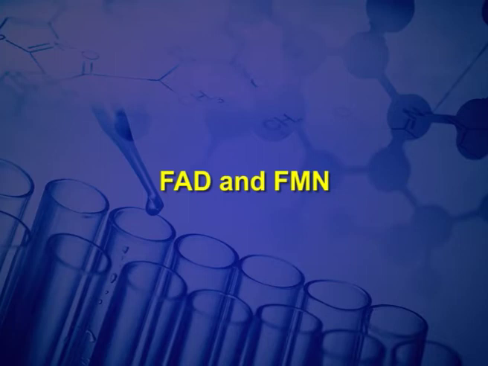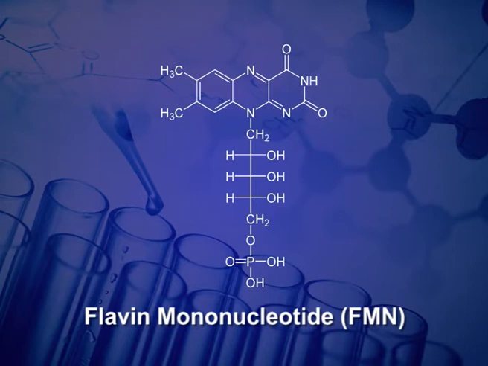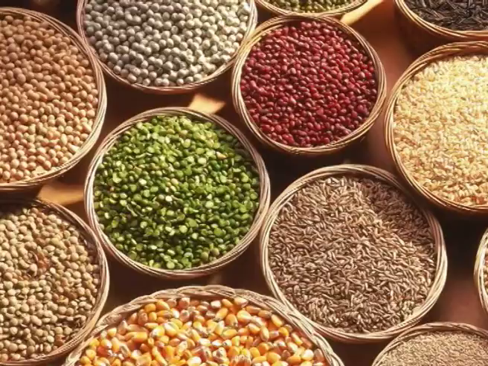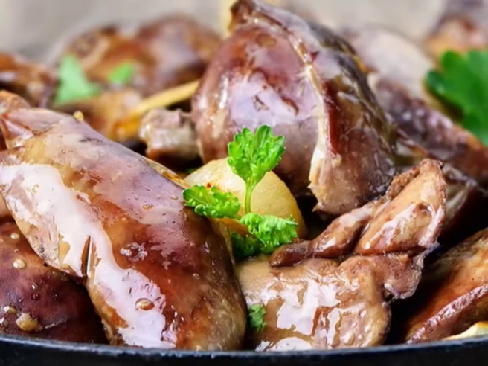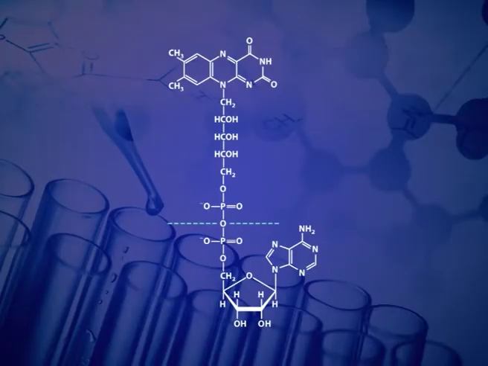Next example, that is the FAD and FMN type. The flavin nucleotides, that is flavin adenine dinucleotide (FAD) and flavin mononucleotide (FMN), are derived from riboflavin, that is vitamin B2. Vegetables, grains and meats such as liver are rich sources of riboflavin. Riboflavin itself is composed of an isoalloxazine ring and a molecule of ribitol. A phosphate is attached to the ribitol in FMN, and a phosphate plus AMP is attached in the dinucleotide FAD.